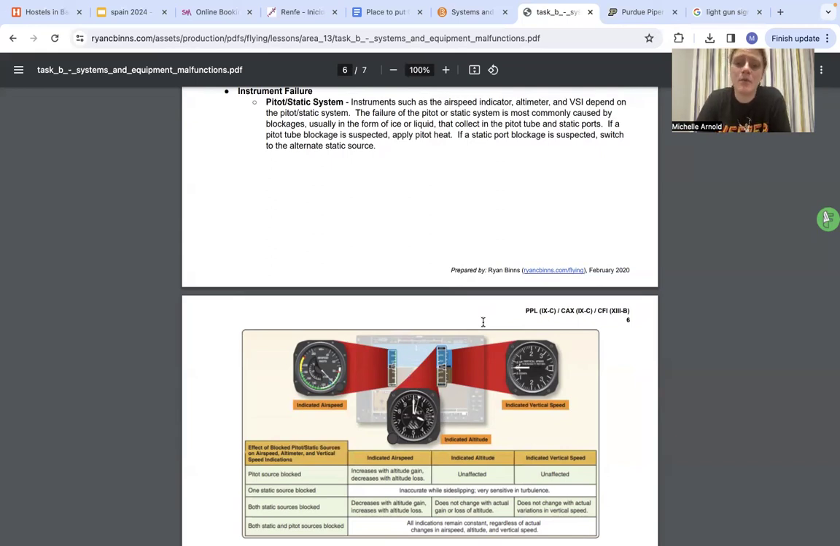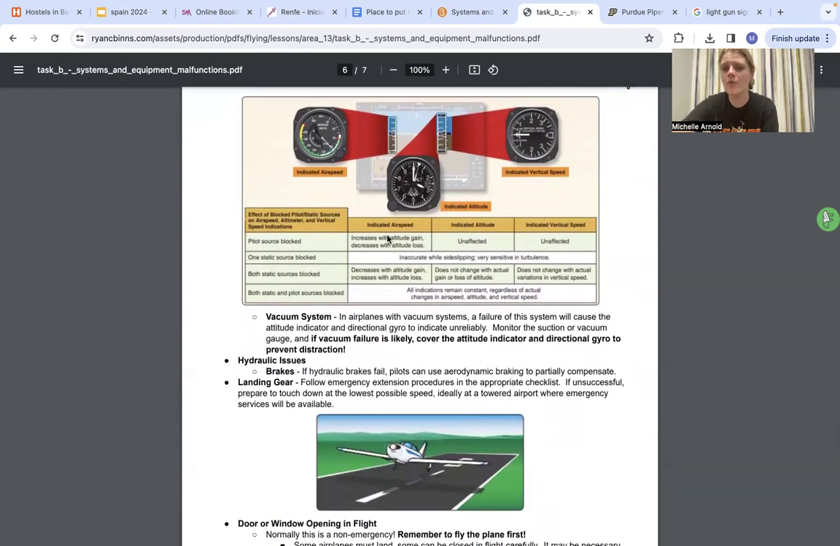If a static port blockage is suspected, switch to an alternate static source, which we check on every pre-flight. It's right underneath the controls. It's a little switch, and so you'll just turn that. But then it's important to know what will be affected and what won't be affected if different things are blocked. It could be a little difficult to know what is blocked, but hopefully by using your pitot heat, you can figure that out. If the pitot source is blocked, your indicated airspeed will increase with altitude gain and decrease with altitude loss.